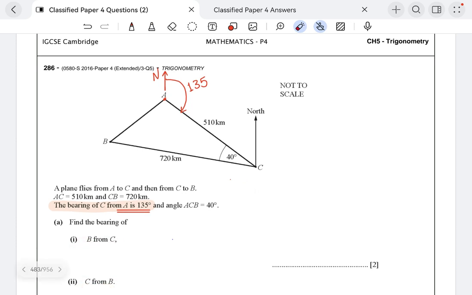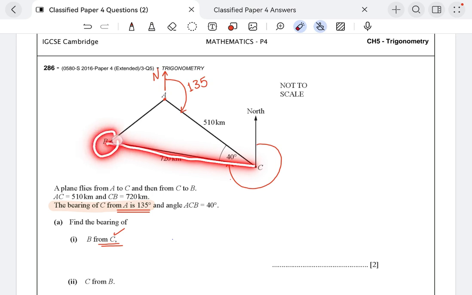Okay, take it easy. When they ask you to find the bearing of B from C, we care about the second point first, from C. What does it mean? Go to the north direction of C, clockwise until you end up with the line, or the path, that takes you to B. So this is the bearing of B from C. This is what they ask us to find.